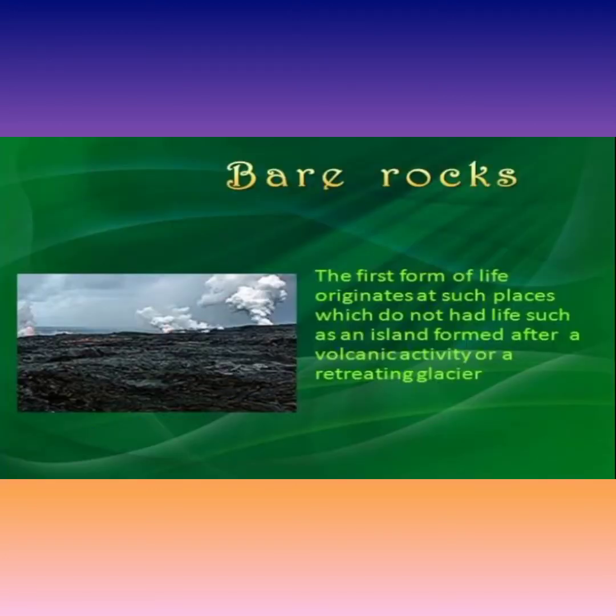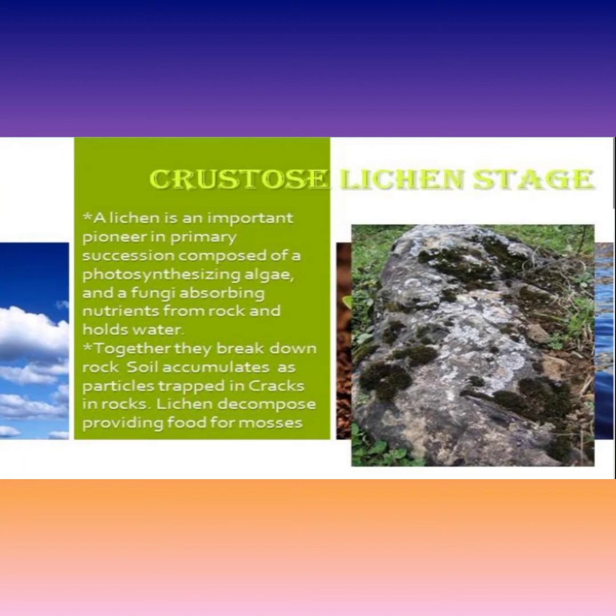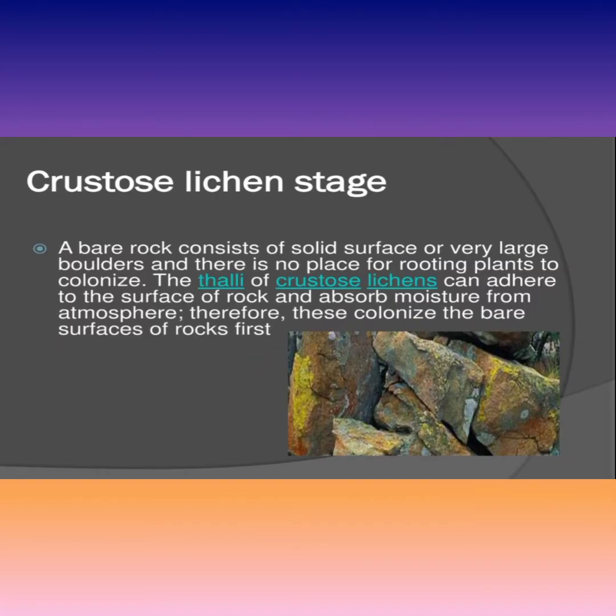Let's see the bare area. The first form of life originates in a place which did not have life, such as an island formed after volcanic activity, or receding glaciers. Exposed rock, lichen, grasses, aspen, black spruce, white spruce, crustose lichen. Lichen is an important pioneer of primary succession. It is composed of photosynthetic algae and fungi, absorbing nutrients from the rock and holding water together, and breaking down the rock. Soil accumulates as particles trapped in cracks in the rock. Lichen decomposes, providing food for mosses.